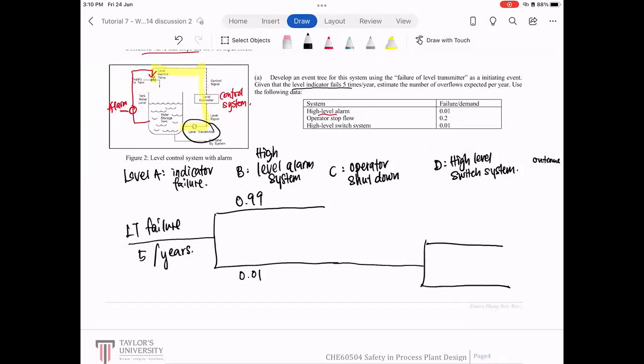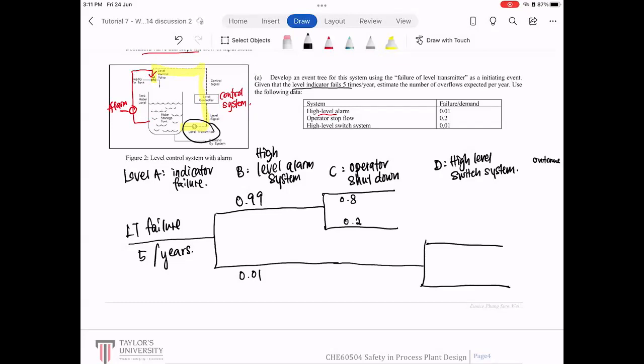Because if it doesn't ring, operators are not notified. We assume that the operator won't shut down the system. When it rings, how often the operator can stop the flow is 0.2 failure, so 20% of the time the operator doesn't manage to stop the flow. But 80% of the time, the operators can stop the flow.